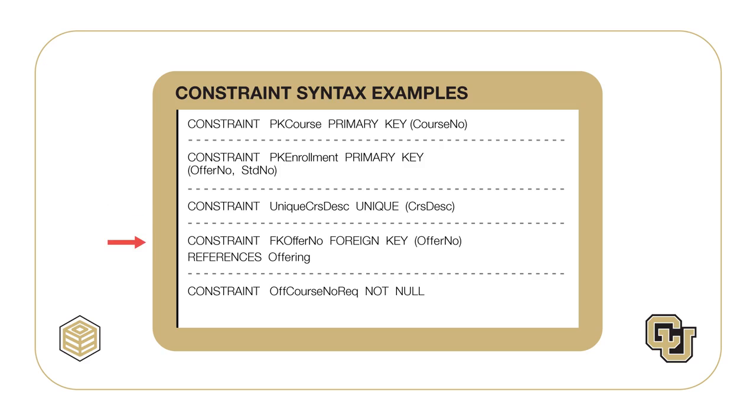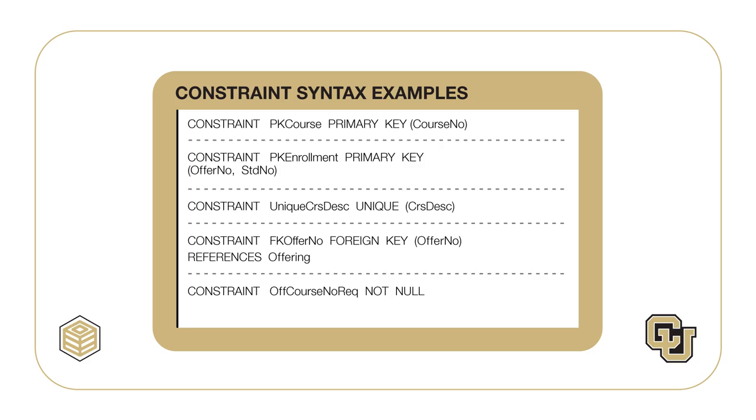The fourth example defines a foreign key constraint with the foreign key column, that is offer number, and parent table offering specified in the constraint. The last example defines a required constraint with the not null keywords. Required constraints are usually specified inline as they apply to individual columns, not combinations of columns.